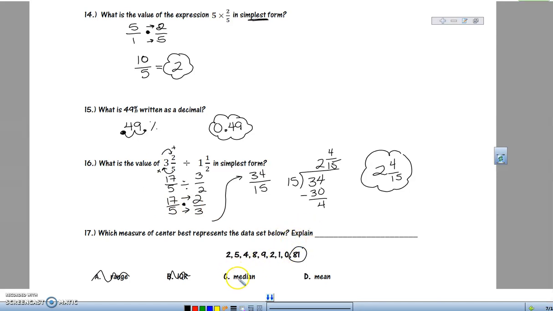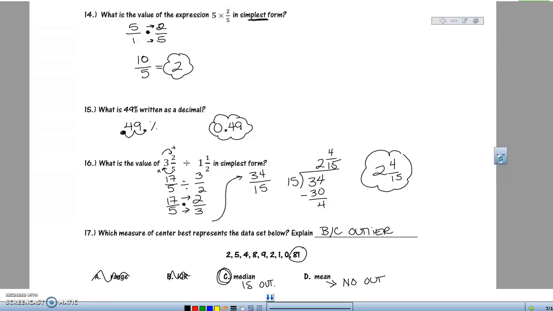So do we use median or mean when there's an outlier? Median. Mean is if there is no outlier. Remember, you would not want a bad grade put into your average, and that's what mean is. So explain, because there is an outlier.